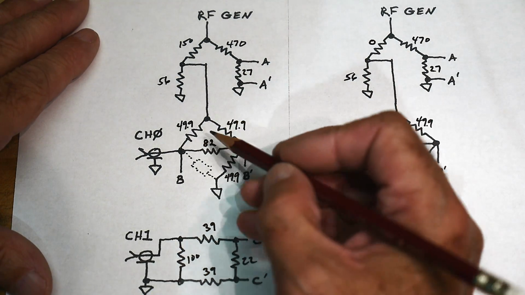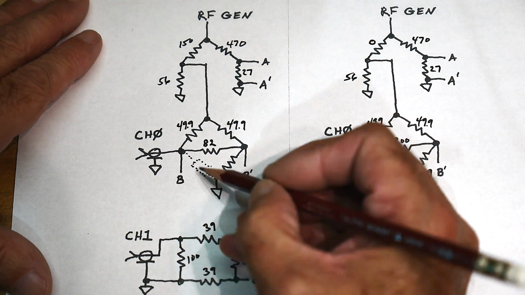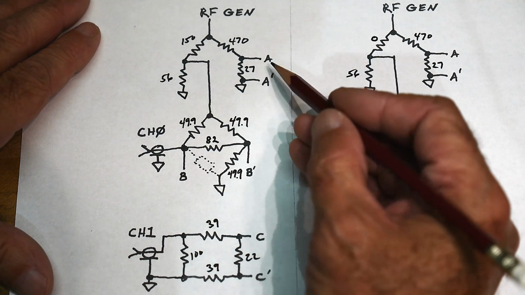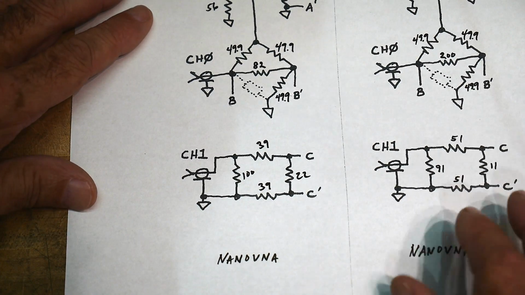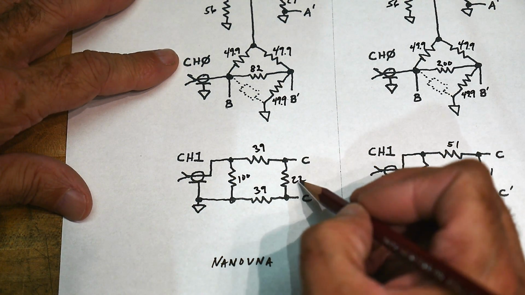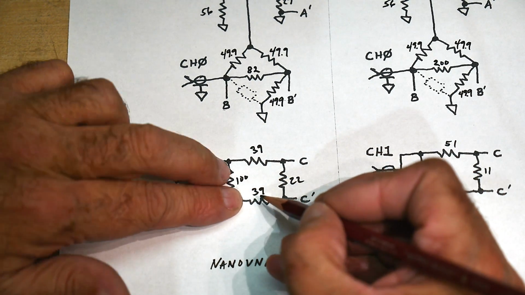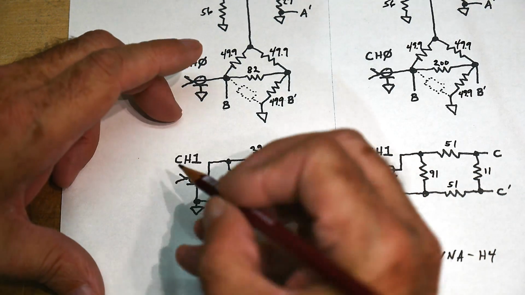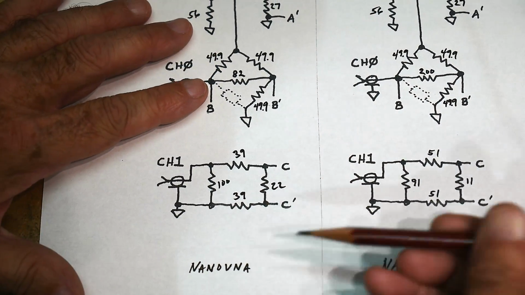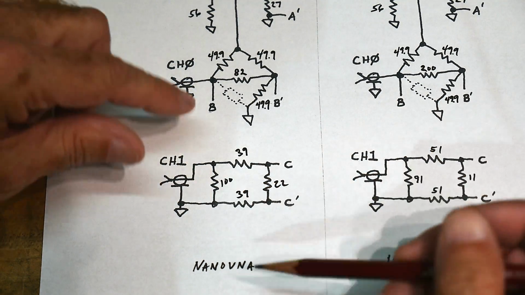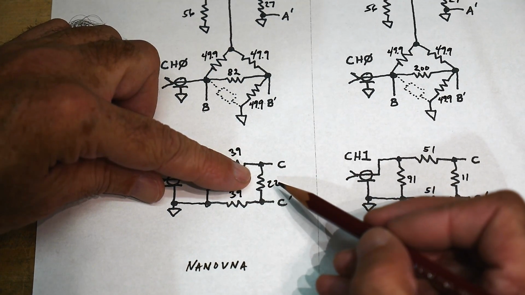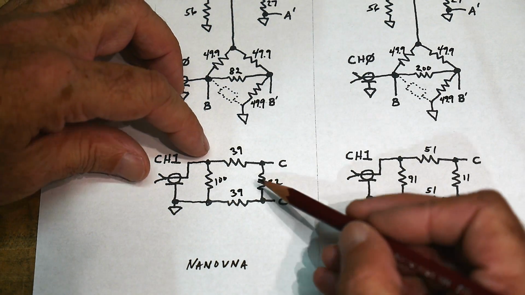All right, so it comes down here to the bridge. The bridge is 49.9, 49.9, 49.9, and the unknown. And then there's an 82 ohm resistor across the two, right? And then we want to measure A prime, B prime. Then channel 1 comes into an isolation pad, attenuation, 100 ohms, 39, 39, 22. 39 plus 22 plus 39 is 100. So 100 in parallel with 100 is 50. So the input impedance of this thing is 50 ohms. And then the output is something lower than 22, maybe 19 ohms, going in the other direction. In this case, you couple about 22% of the signal to CC prime.